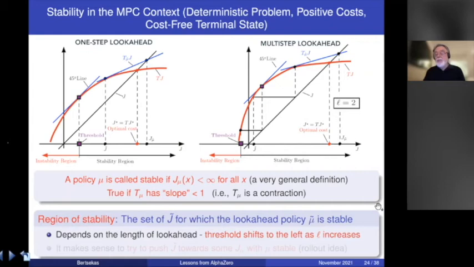And there are rigorous studies, mathematical analysis that verify this. And it's also a known fact in MPC. So it makes sense to push J tilde towards J mu, which is stable. And that's what this multi-step lookahead does, and it's also an idea that underlies the concept of rollout.